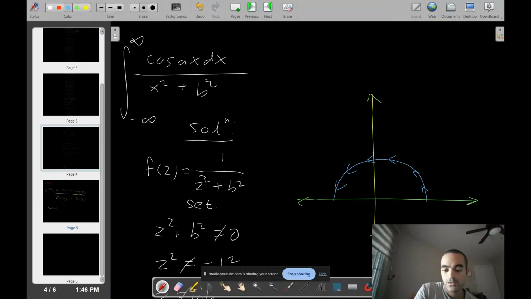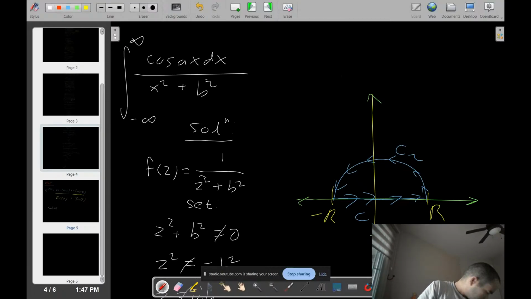And the semicircle is composed of 2 contours, one that's collinear to the real axis, C1, and the upper arc, C2, and they both start over here from minus R to R. Doesn't matter what I call them. I just like using R, R for the radius of the semicircular disk. All right, so we have that.